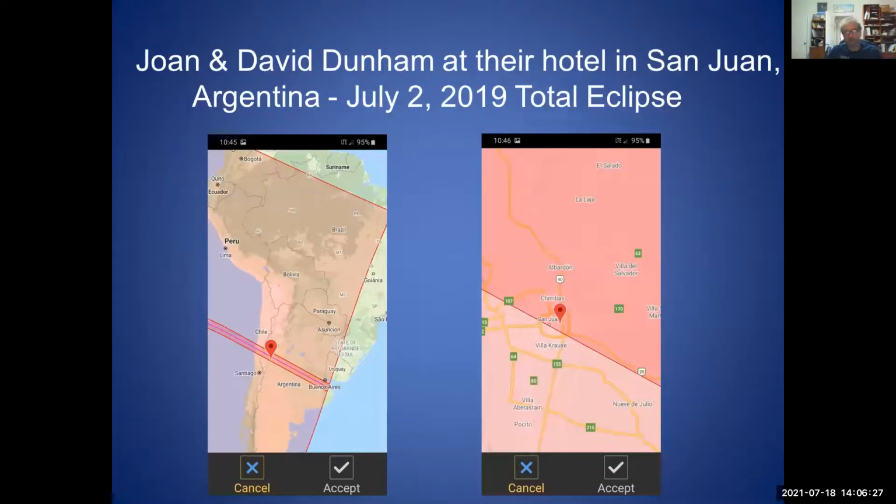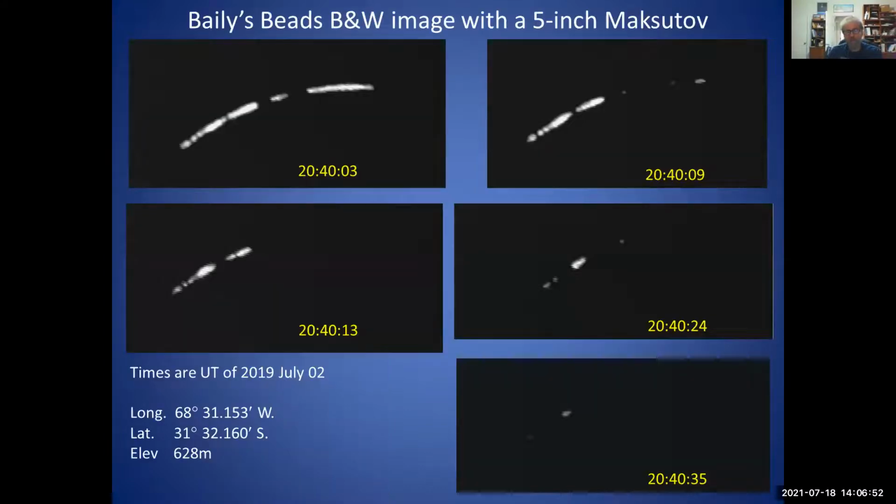Okay. The next eclipse I compared was done by Joan and David Dunham. And this is the eclipse of July 2nd, 2019 in South America. Myself and Chuck Harrell went to Chile, right on the coast of the Pacific Ocean. And Joan and David Dunham stayed in Argentina at their hotel in San Juan. Okay, they were at the southern limit. These are the frames that David sent me to compare with the cell phone app. And he also sent me his coordinates down here and his elevation.